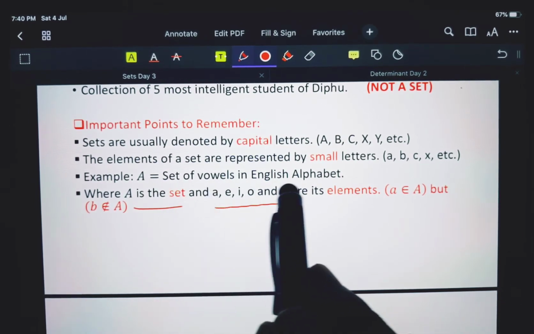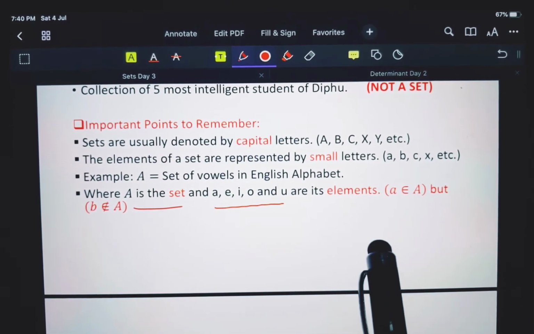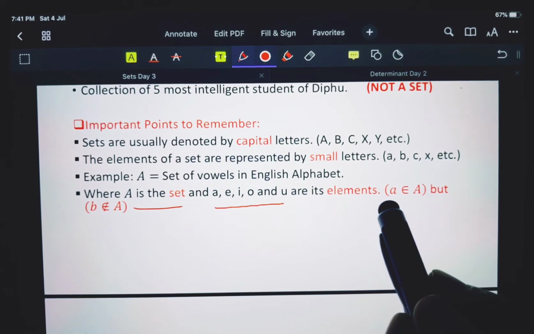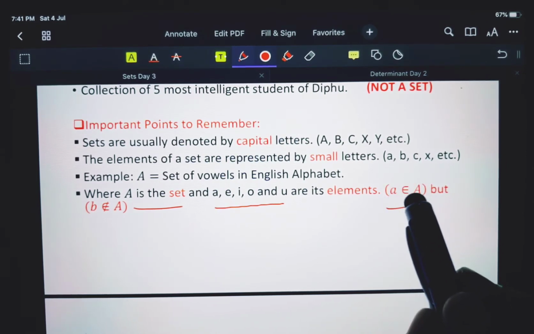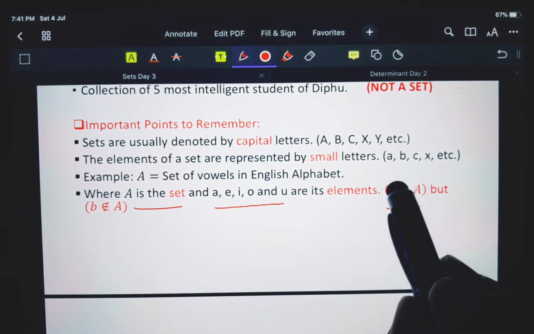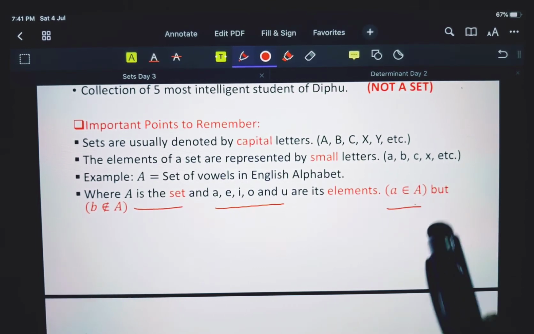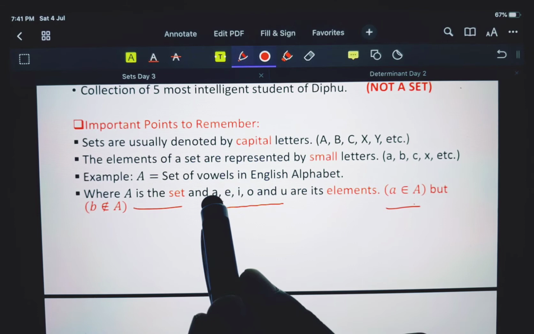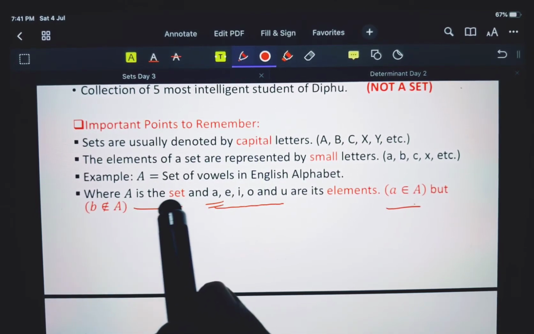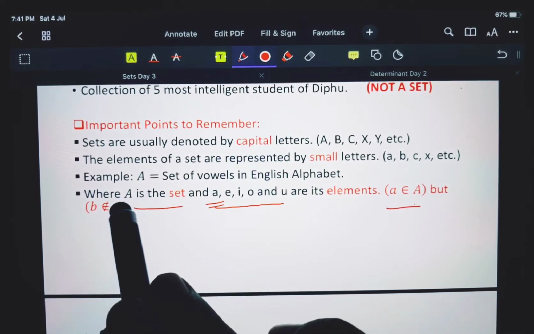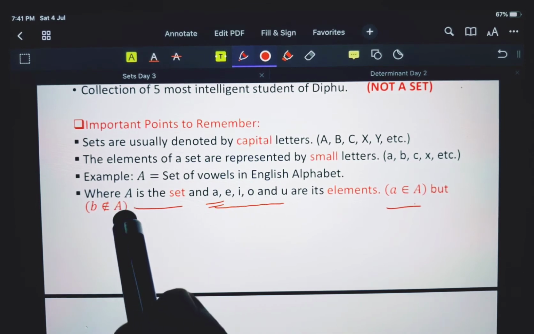So what are the elements of this set? a, e, i, o, u. Okay. Now if they say a ∈ A, this symbol is known as "element of". a is an element of set A. You see a, this thing, obviously it's in the set. So that's why a is an element of this set A.